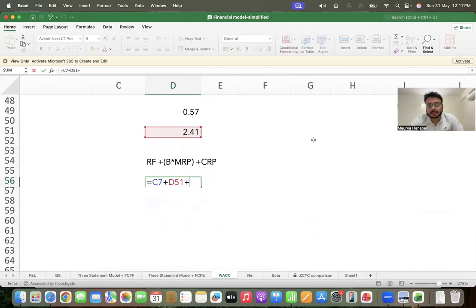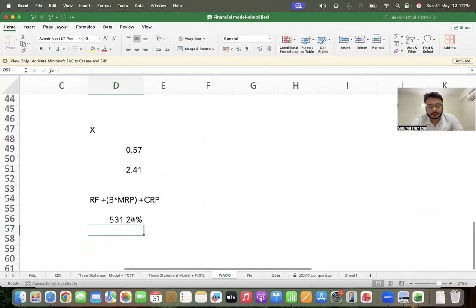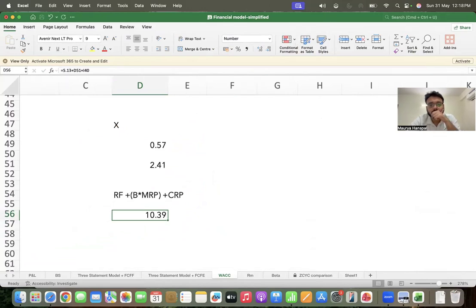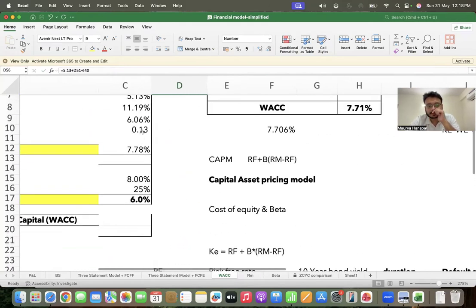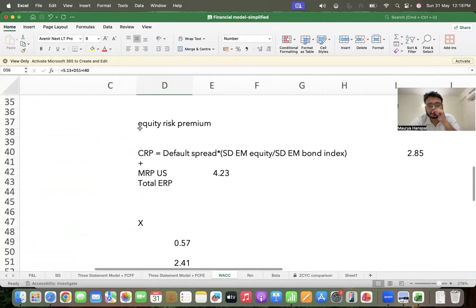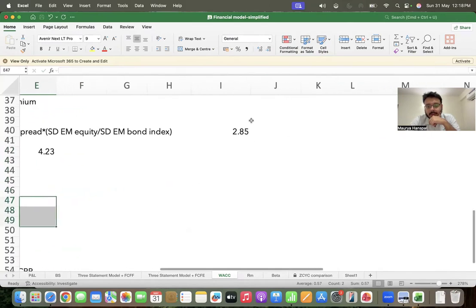And adding this number, 2.85. Adding this number, maybe there is some error. Let me check. I get 10.39 as my cost of equity. The risk-free rate, which was 5.13, plus the beta into the mature market equity risk premium, plus the CRP of my country.